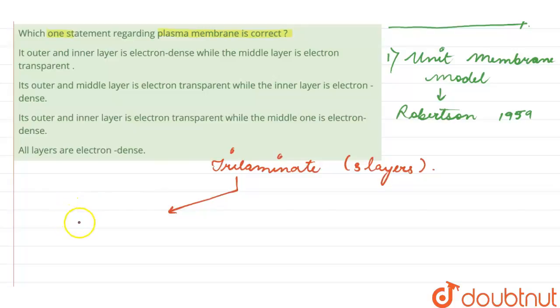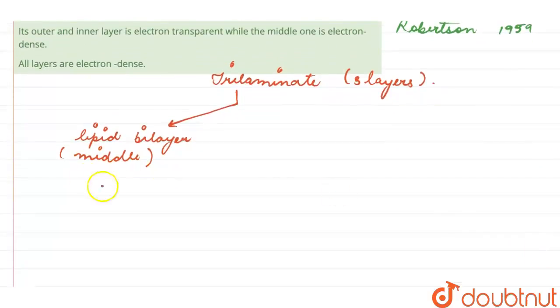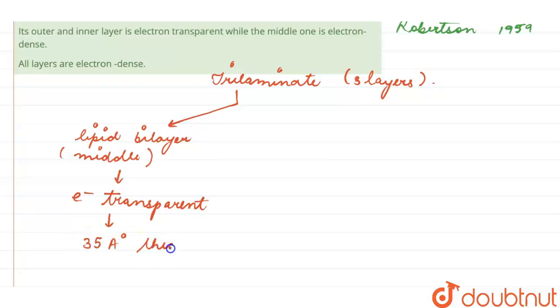The middle layer consists of the lipid bilayer. This is the lipid bilayer, which was considered as the middle layer. This lipid bilayer was found to be electron transparent, because it showed lighter in color under the electron microscope and was found to be around 35 angstrom thick.